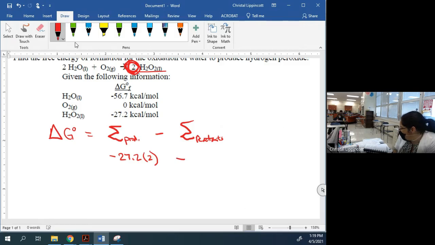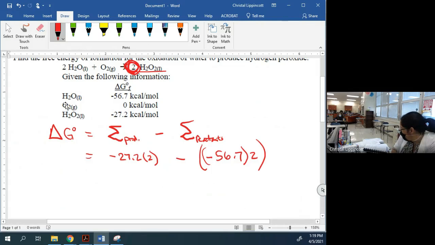And then we're going to subtract. Here our delta G for this is going to be, well, we don't have any for our oxygen. It's just our water here. We're going to have a negative 56.7 times 2. And when you do the math, that ends up being 59 kcal per mole.